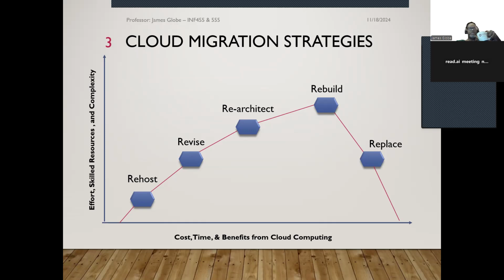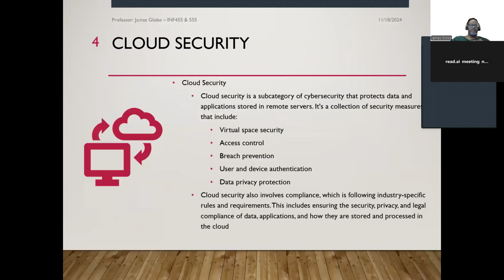Requires less skill, but still you got to understand cloud environments, cloud resources, the cost model that you're going to be using there. And the replace could take longer because you may phase it in. The service offering that you buy may cost a little bit more. Again, depends on the pricing model. So those are kind of like migration strategies.